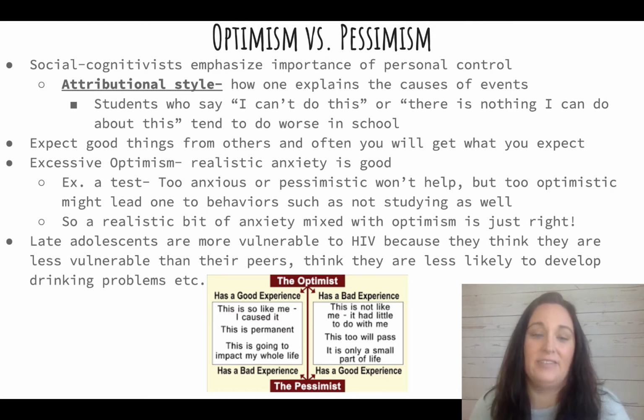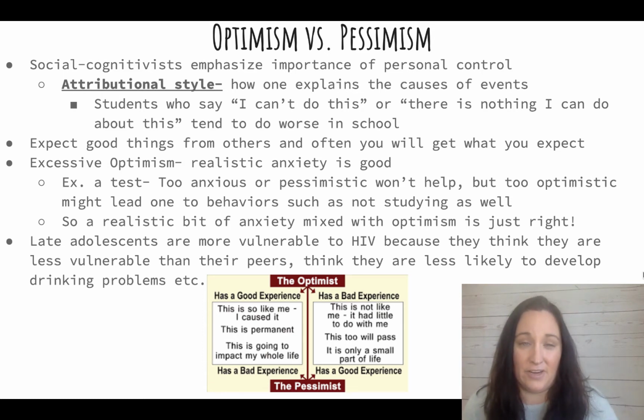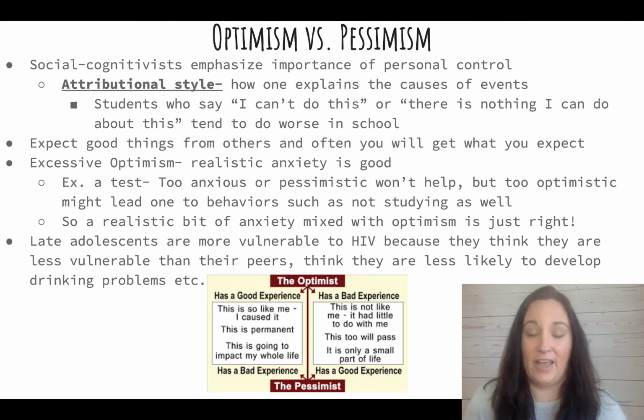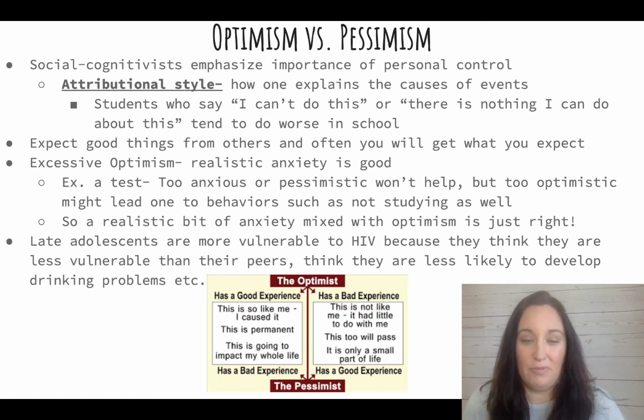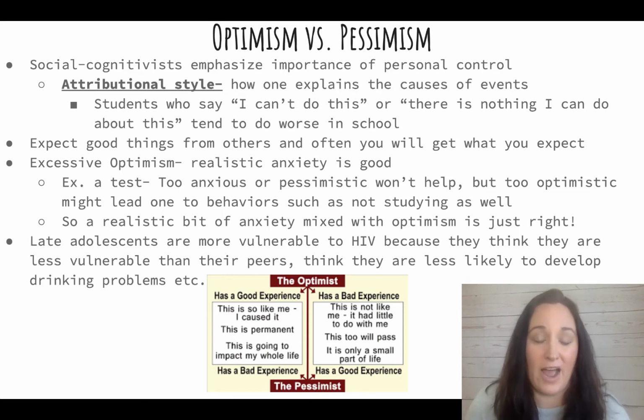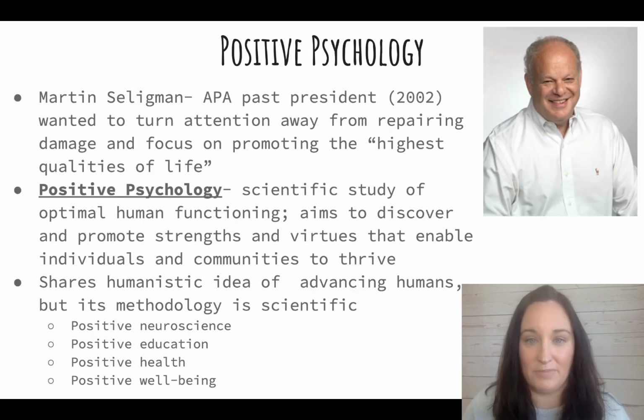Late adolescents tend to be more vulnerable to issues like developing STDs or HIV because they think that they are actually less vulnerable than their peers. That's like an overconfidence thing that we've discussed a little bit before. They think they're less likely than their peers to develop a drinking problem or anything like that in college. So that actually makes them more at risk because of that excessive optimism.